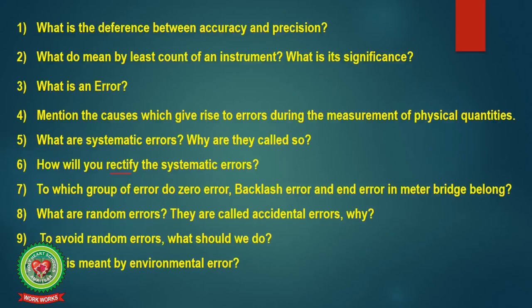Question number 7, to which group of errors do zero error, backlash error and end error in meter bridge belong? Question number 8, what are random errors? Why are they called accidental errors? Question number 9, to avoid random errors, what should we do? And question number 10, what is meant by environmental errors?